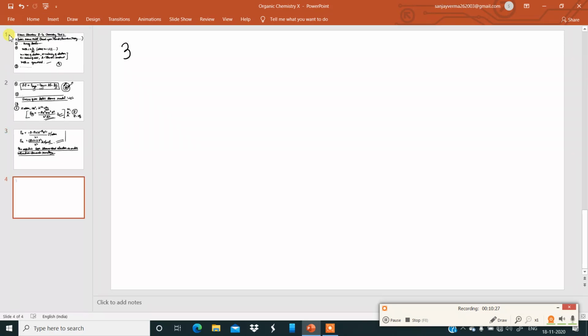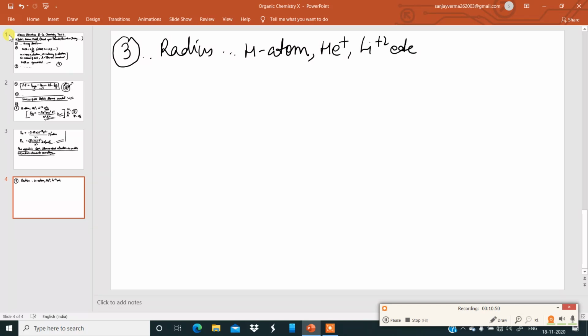Now, the discussion point number three: radius of various orbits of hydrogen atom. If I talk about hydrogen atom, or helium ion, or lithium ion, etc., the radius can be calculated by the following formula. There is another formula to learn now. Radius is equal to n square h square by 4 pi square m e square Z. This is a very important formula to remember.